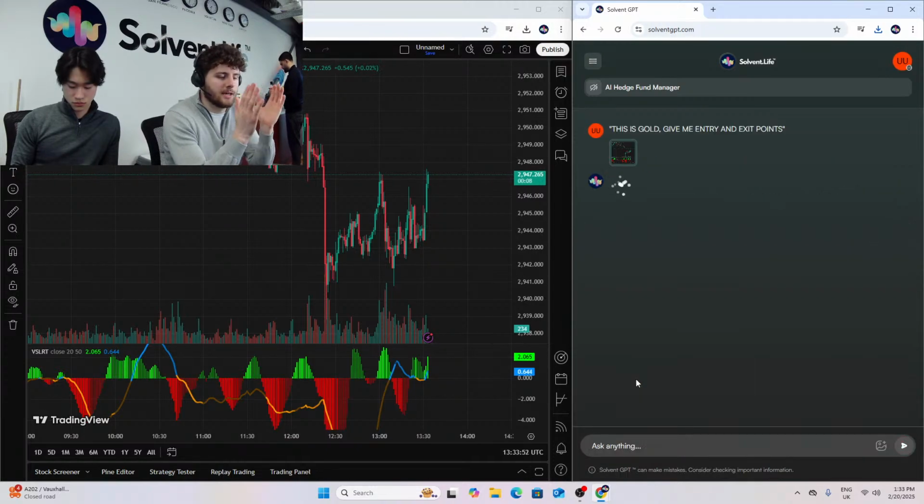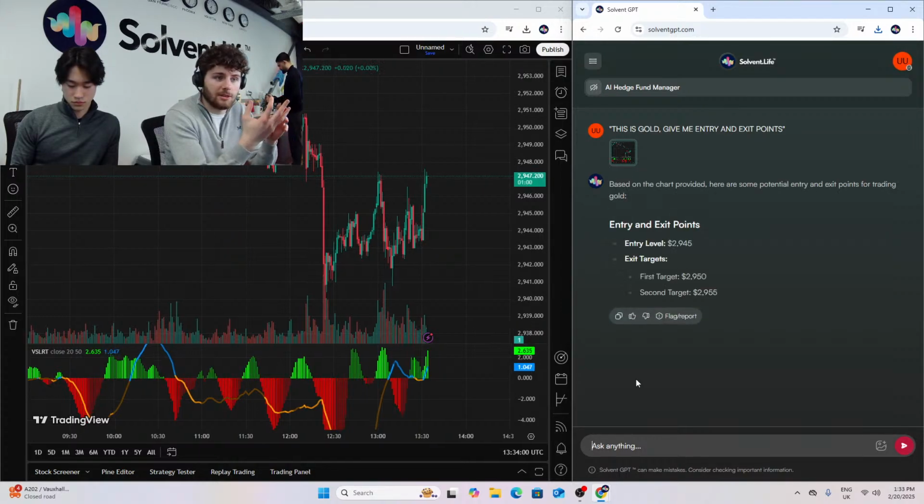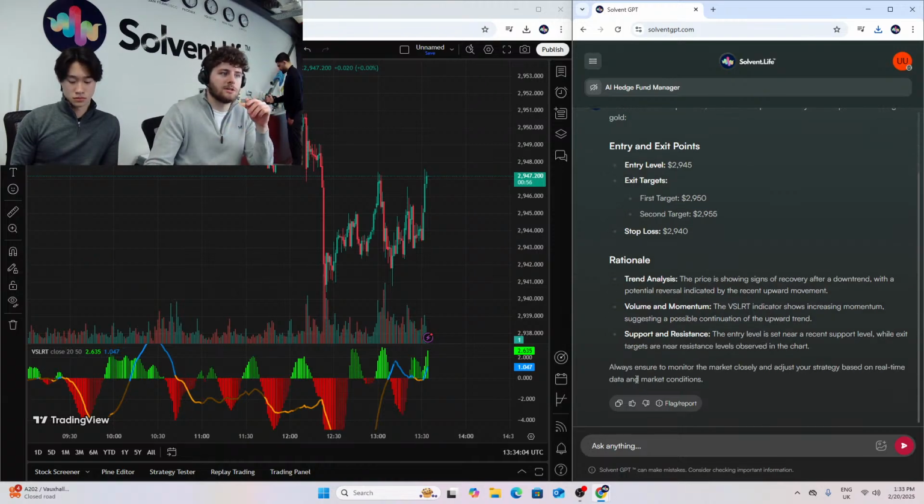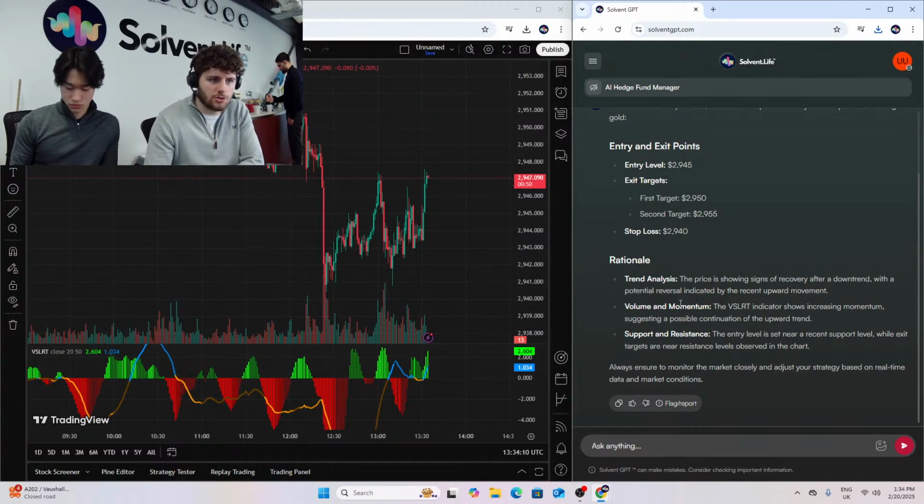Okay, fantastic. The GPT itself, it will recommend one of 3 things when we ask this. It will recommend a buy, a sell, or it will recommend that we actually wait. Now it's given us a buy by the looks of it. And the rationale is the price is showing strong signs of recovery after a downtrend, with potential reversal indicated by the recent upward movement, increasing momentum, possible continuation of the upward trend.